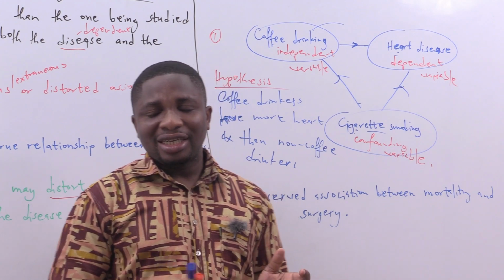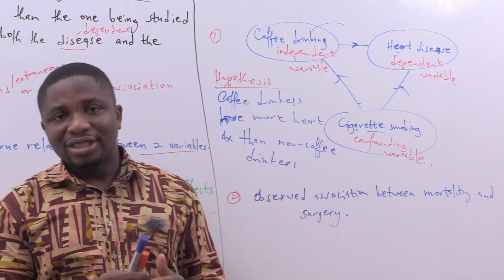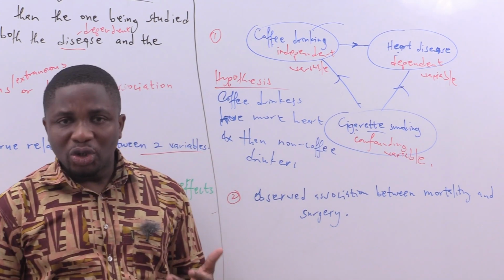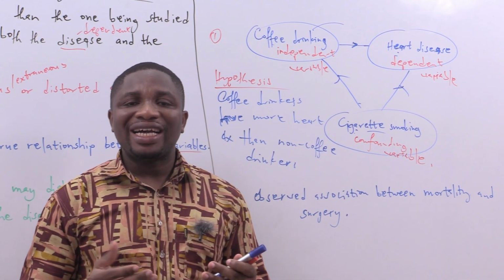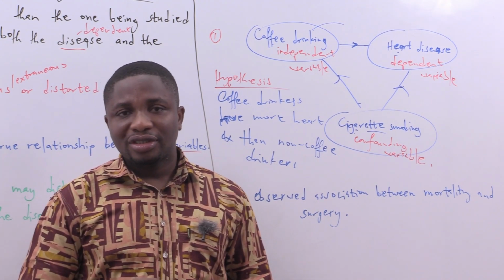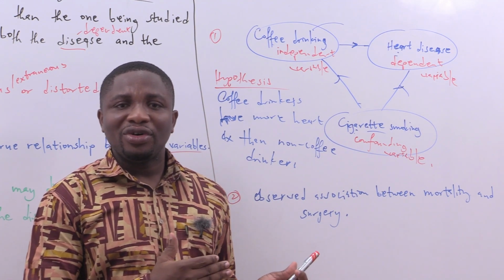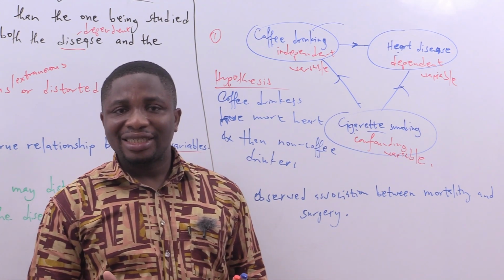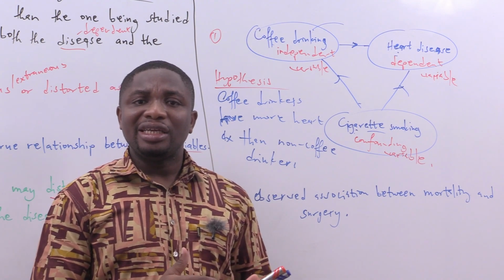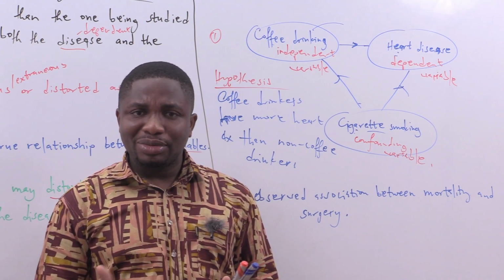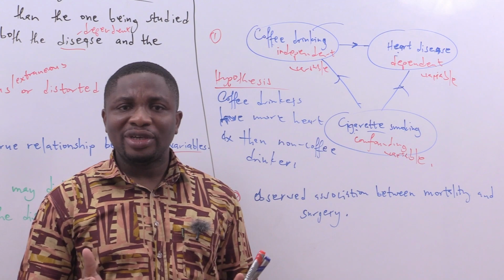So what we just said is that with our hypothesis, yes, those who drink coffee tend to have more heart disease than those who don't. But again, there's a third variable which is influencing both the coffee drinking and the heart disease, the coffee drinking being the independent variable and the heart disease being the dependent variable. And how does it influence that?